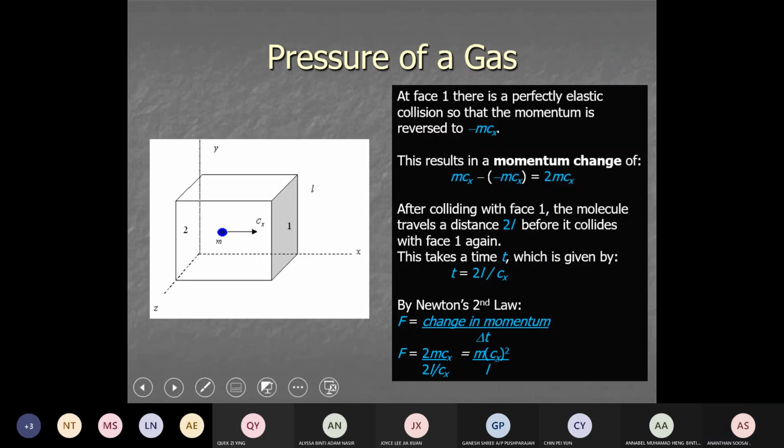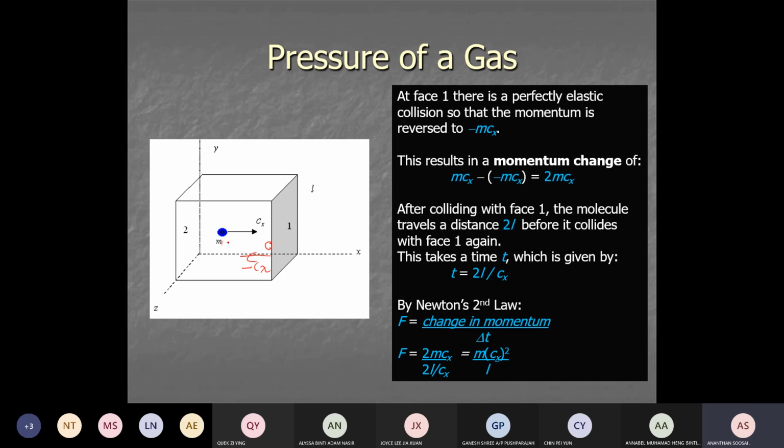Okay. Now, at phase 1, there is a perfectly elastic collision. So there the momentum is reversed to negative mcx, correct? When the particle collides with the wall, it experiences an elastic collision, so it's going to bounce back with negative cx, to the left. Therefore, the momentum change experienced by the particle and the wall both have the same magnitude.